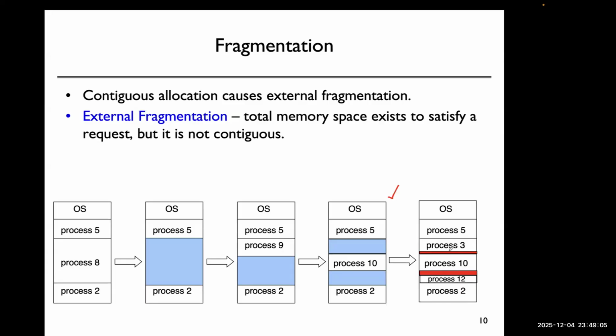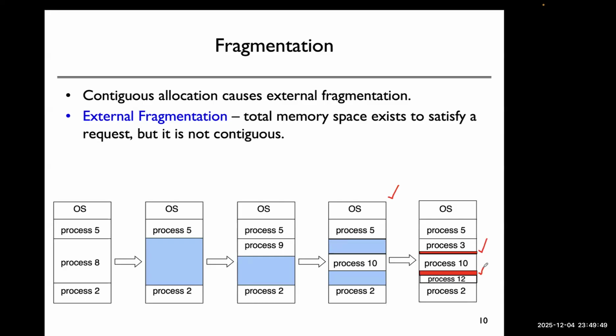But it creates a very small hole, which I tried to show here in red color. And then you also load process 12, and this also creates another hole, which I also show in red. The problem now is that maybe these red holes are too small to accommodate a future request. For example, let's say this hole is only 64 bytes, and this next hole is only 100 bytes, so they are too small to accommodate a future request by a process.